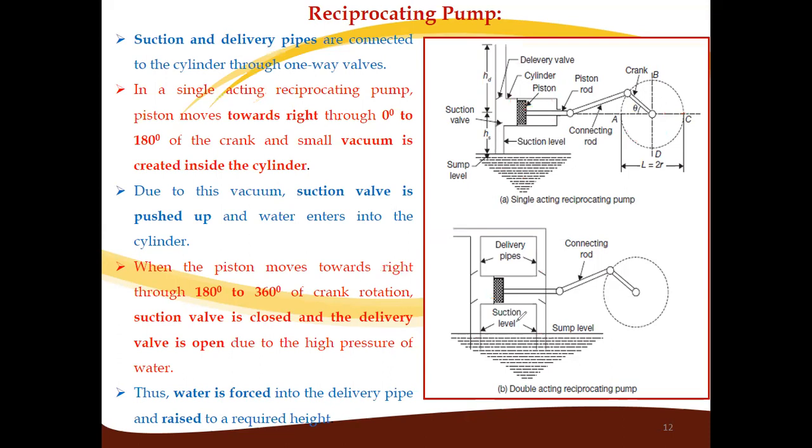All other components are the same for a double acting reciprocating pump. The only difference is that when the piston moves from this end to this end, the water gets inside the cylinder, it will be pressurized and delivery will take place. Similarly, for the other stroke, suction from this side will take place, the water will be compressed and pressurized again through this delivery pipe, and it will pass to the final delivery.